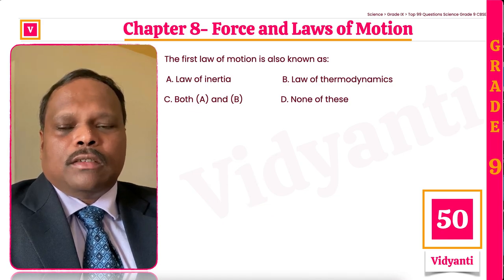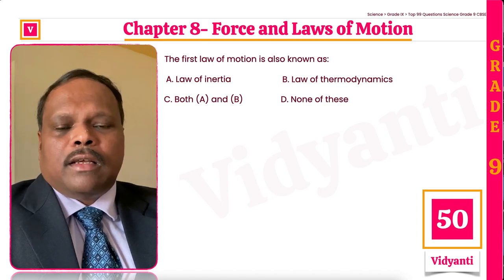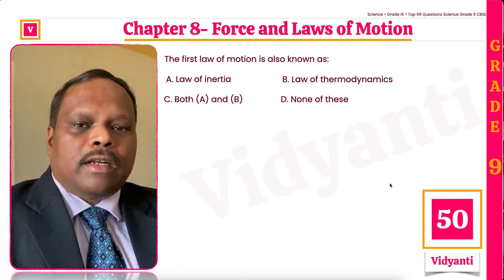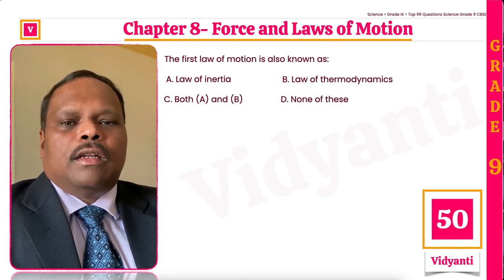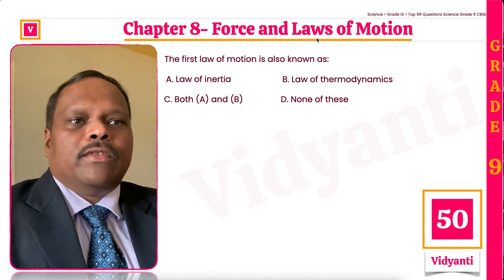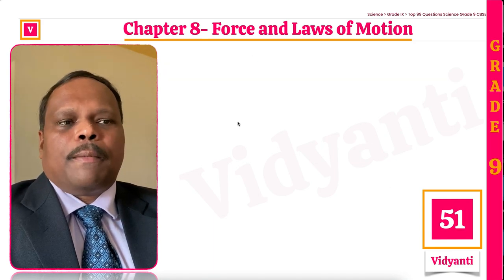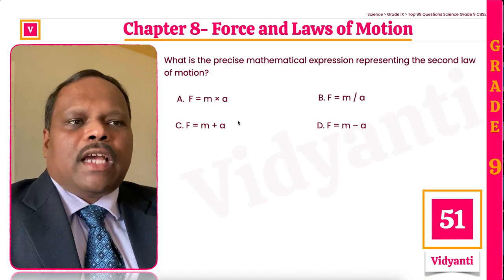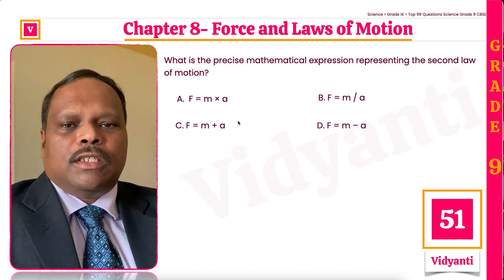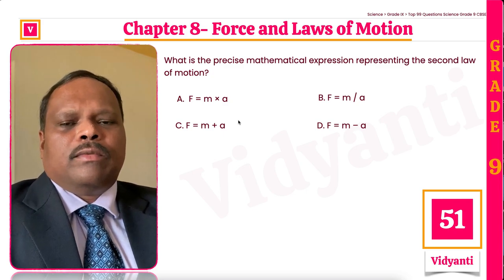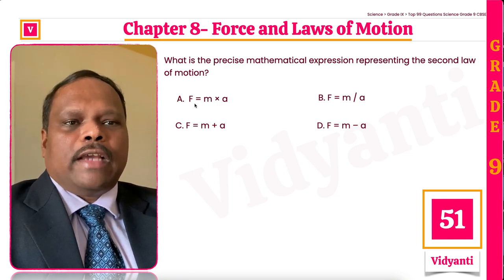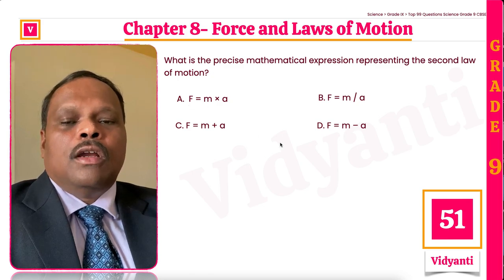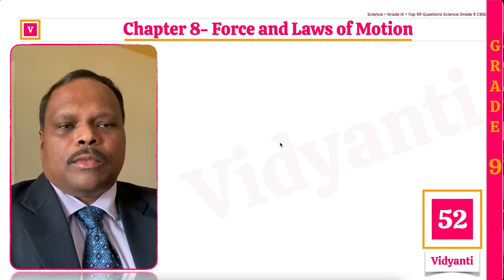The first law of motion: unless acted on by an external unbalanced force, the body will continue to remain at rest or remain in its present state of motion, and that is the law of inertia, which is the first law of motion. That's the first option. What is the precise mathematical expression? Well, force is equal to mass times acceleration. Actually, force is equal to rate of change of momentum, and most of the time mass is constant, so rate of change of velocity is actually acceleration. So that's how we get force equals mass times acceleration. That will be the first option.